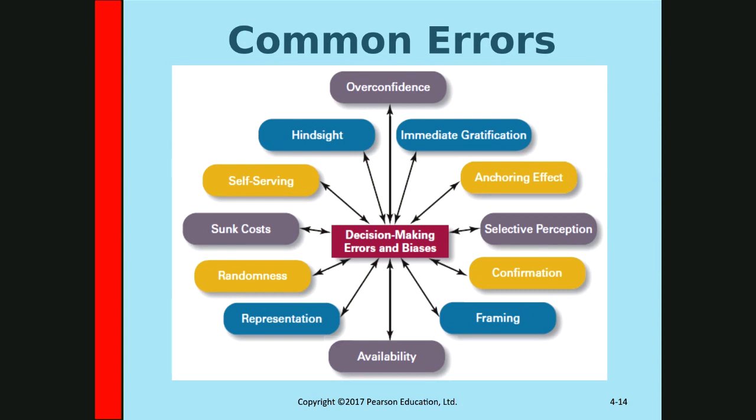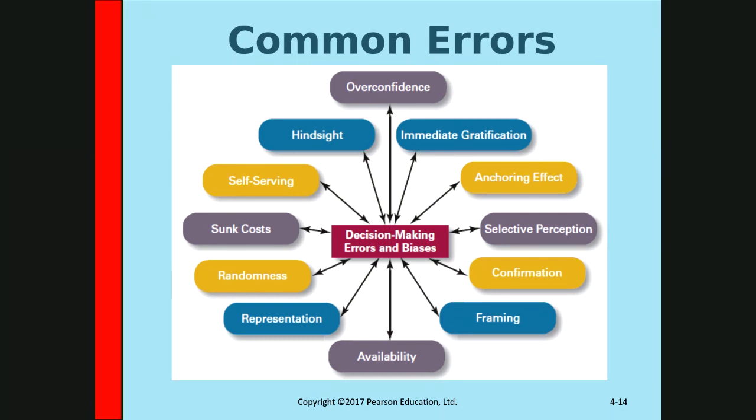Now, the second last one is self-serving. Self-serving is a more individualistic kind of error. The decision maker tries to take credit for their success, and they will just blame others for any issues or mistakes that have been made.